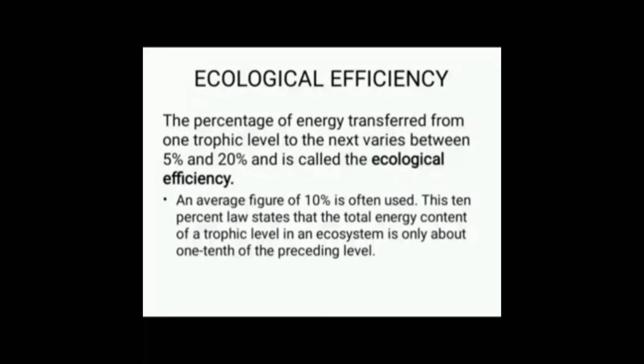Ecological efficiency. The percentage of energy transferred from one trophic level to the next varies between 5% and 20% and is called the ecological efficiency. An average figure of 10% is often used. This 10% law states that the total energy content of a trophic level in an ecosystem is only about 1/10 of the preceding level.